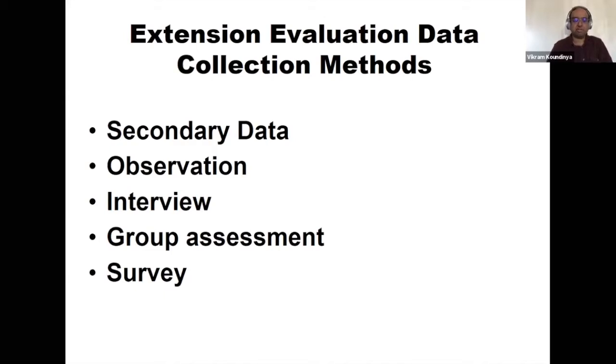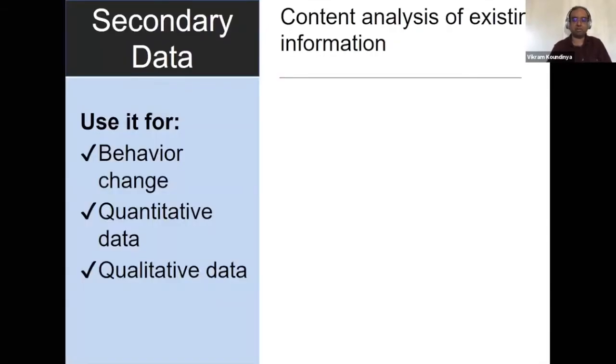So this is what we'll be talking about today: secondary data, then observation method, then interviews, and then group assessment like focus groups, and then surveys. These are the commonly used ones. So if you want to use secondary data, you can use it for assessing behavior change. You can collect both quantitative data and also words, qualitative data, from secondary sources.